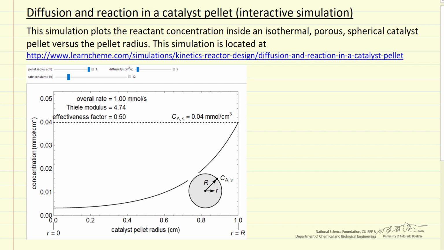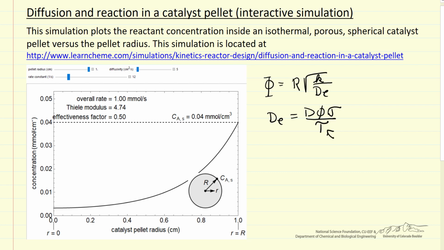The Thiele modulus, which corresponds to the rate of reaction over the rate of diffusion, is a function of the radius, the rate constant, and an effective diffusivity. We're given a diffusivity that we can change on the slider. The effective diffusivity is that diffusivity multiplied by a couple of terms and divided by one. So let's talk about those.